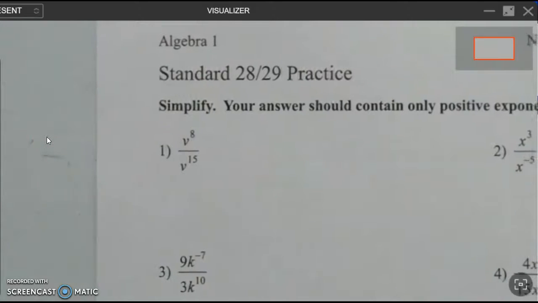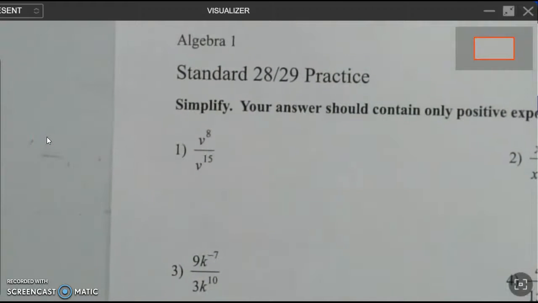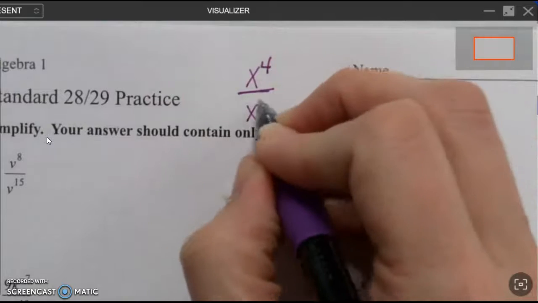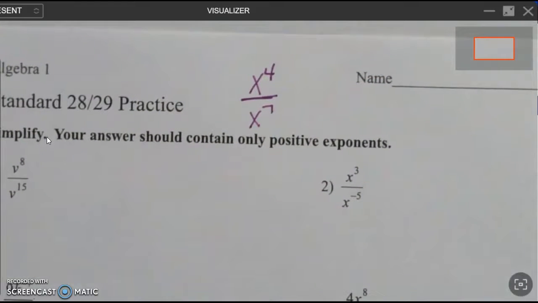Okay, so the rule that we're working with on this entire sheet is if you have division, so let's say I have x to the 4th over x to the 7th. Okay, this is subtraction. So you're going to grab a calculator today. I'm going to ask you to use a calculator. I know you're going to be like, I know what that subtraction is. Do it anyway. Just appease me. Just grab a calculator. 4 minus 7 is negative 3. Because it's negative, you're going to put it in the bottom.